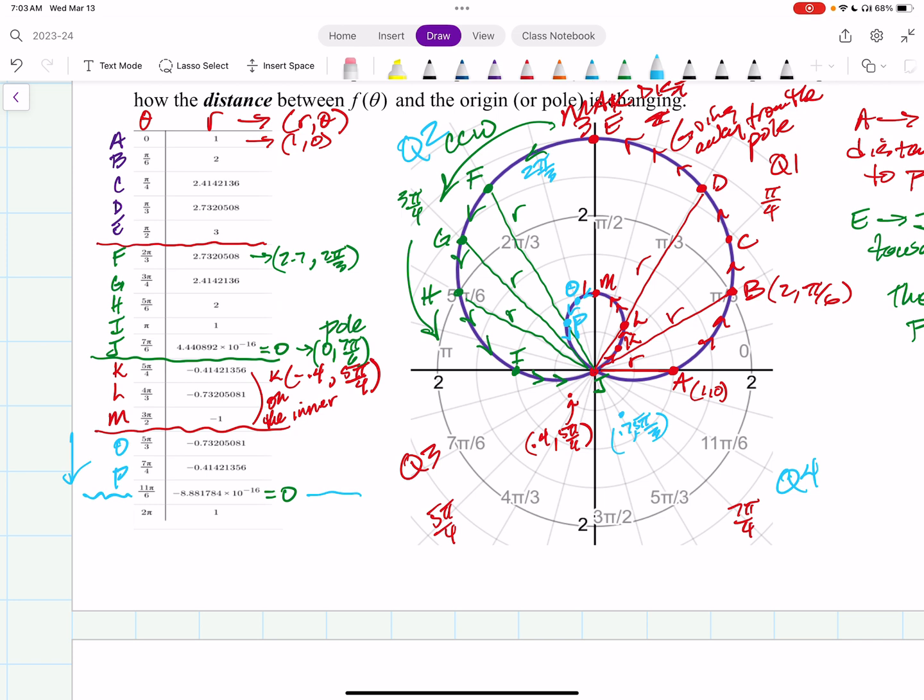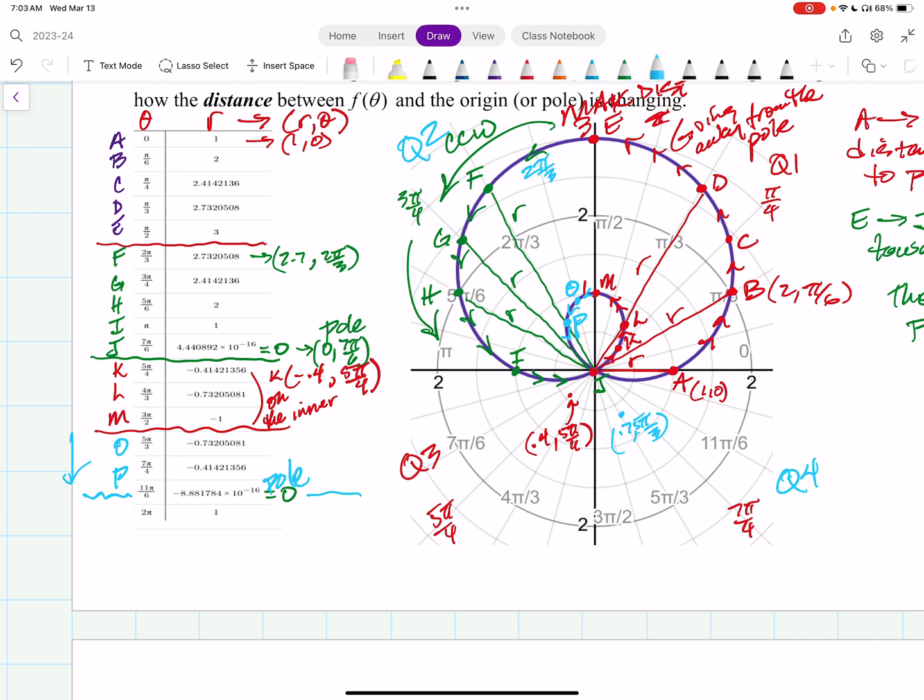So here, but just notice if you're going from M to O to P, you're getting closer to the pole because you're on the inner loop, but you're approaching the pole again. And then at 11 pi over 6, you're back at the pole. So this is at the pole, and that's OP.